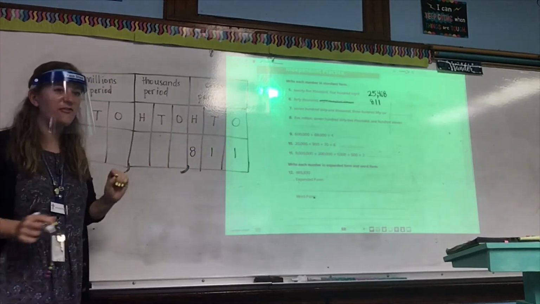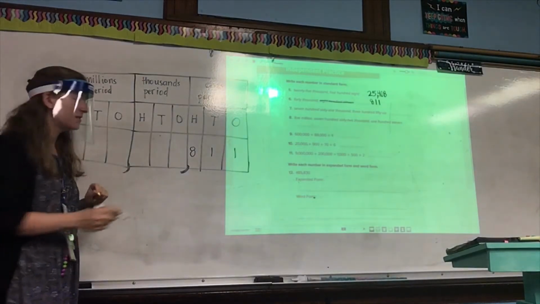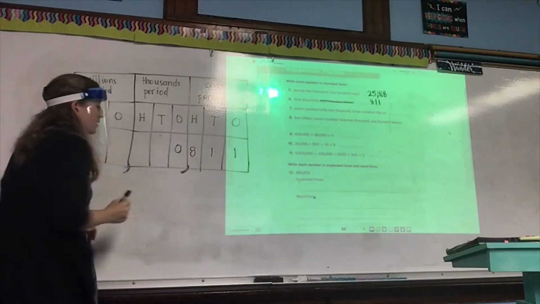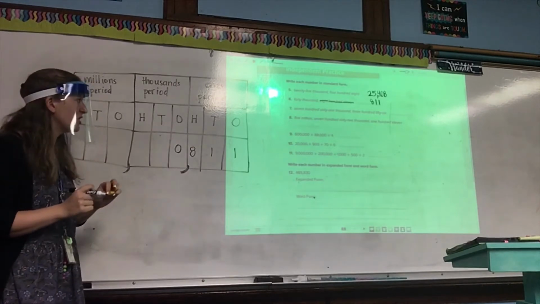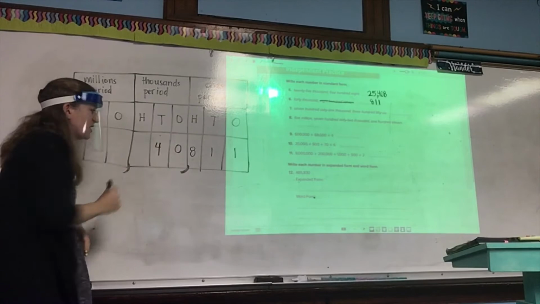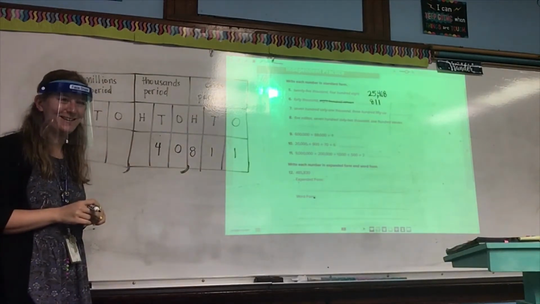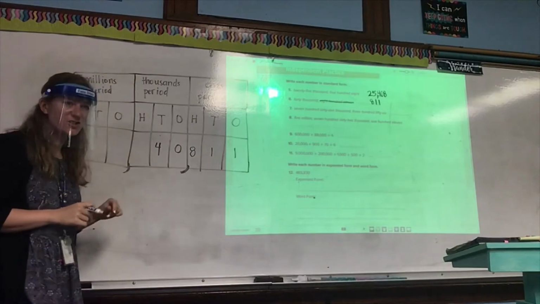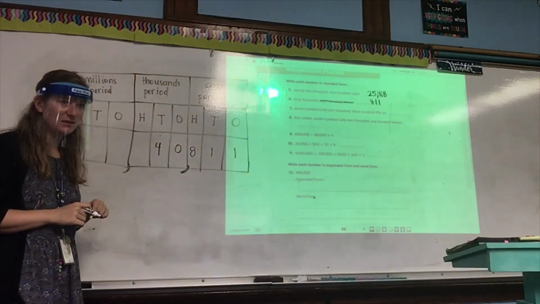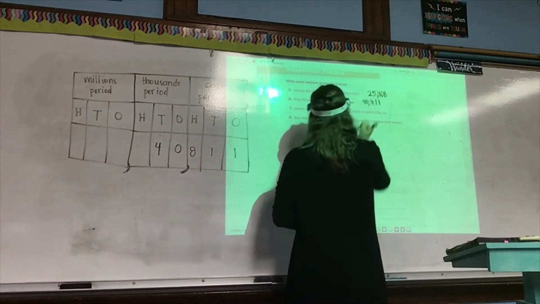So in the number 40, what digit is in the ones place? 0. In the number 40, what digit is in the tens place? 4. Is there a digit in the hundreds place in the number 40? No. So what are the first 2 digits of our number? 4, 0. And then we have our comma.